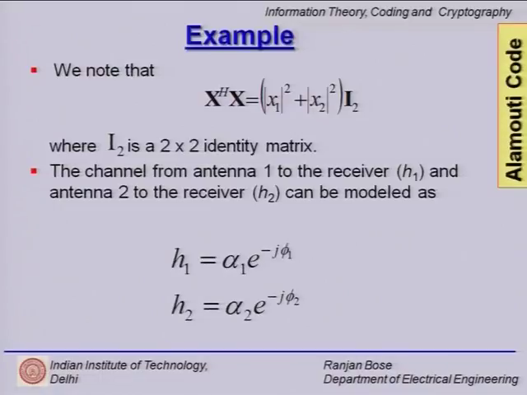Now, as we mentioned, after we transmit the symbols, they go through the wireless channel. So, the symbol S1 gets a channel gain H1, it is complex, can be represented easily by alpha 1 e raised to j phi 1, and H2 is the channel gain encountered by symbol S2, equal to alpha 2 e raised to the power minus j phi 2.